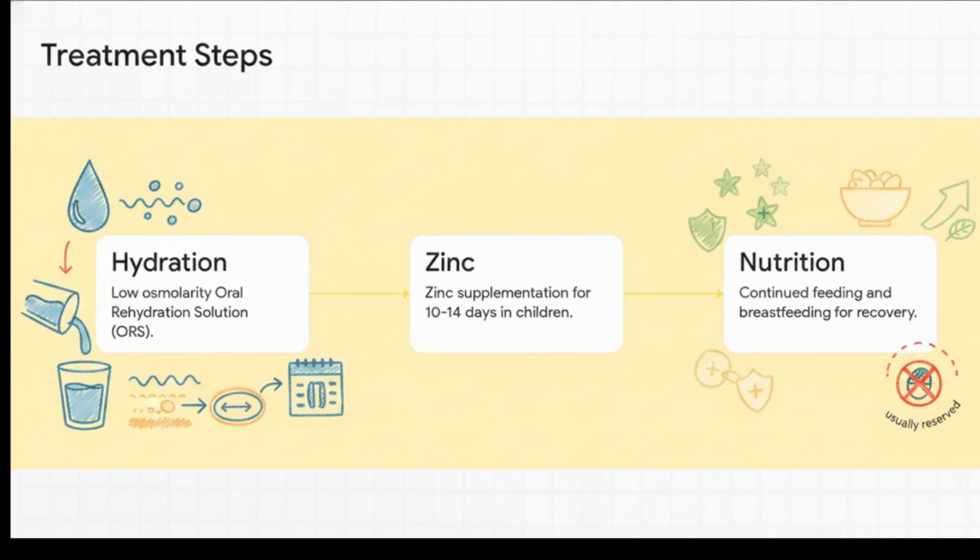Section 5. Closing the case with treatment and management protocols. Now, the absolute most crucial thing to remember here is that the immediate danger is always dehydration. Step 1 is fluid replacement using a low osmolarity oral rehydration solution, or ORS. Remember that SGLT1 sodium transporter we talked about earlier? ORS is cleverly formulated to utilize that exact same pathway to essentially force water back into the blood. Step 2 for children is zinc supplementation for 10 to 14 days, which actively shortens the duration and severity of the episode. And Step 3 is continued feeding and breastfeeding to support recovery. It's also worth noting that routine antibiotics are generally reserved only for specific indications. They aren't just used as a blanket treatment.